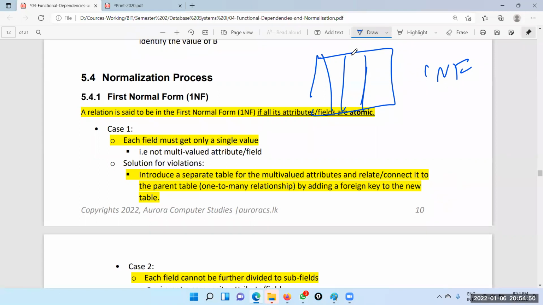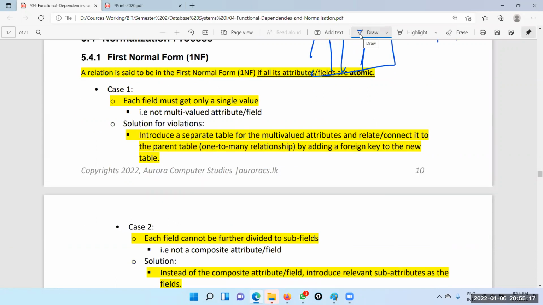How do you know whether a field is not atomic? Not atomic means it can have multiple values. There's a possibility of getting multiple values, so then it is not atomic. Then you have to make it atomic by doing certain structural changes. Okay, so let's take an example.